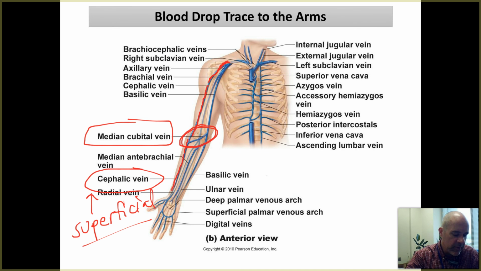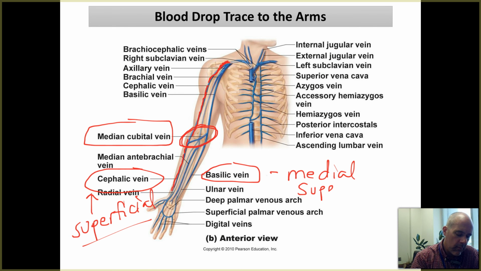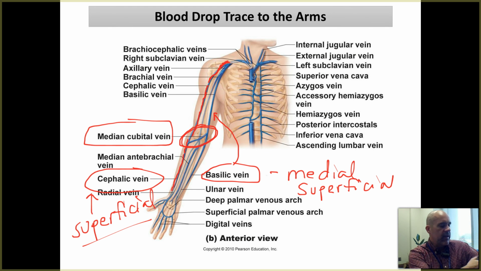Another one, there's a superficial vein over on the medial side. That is called the basilic vein. So that's going to be over on the inside of the arm. Superficial, so it's draining deoxygenated blood off of superficial tissues, and then if you look really carefully, it's going to merge up here into the axillary vein, which will then connect into the subclavian vein as well.